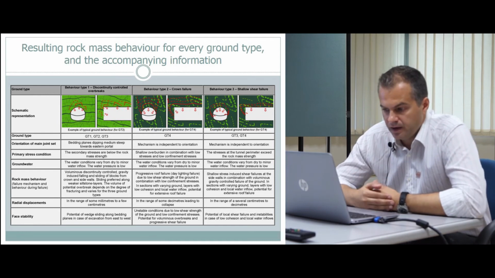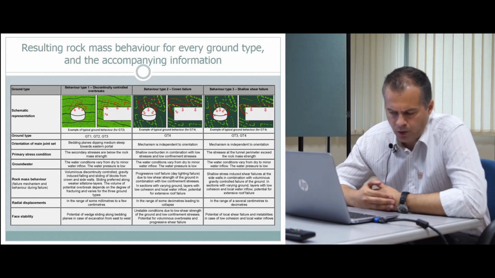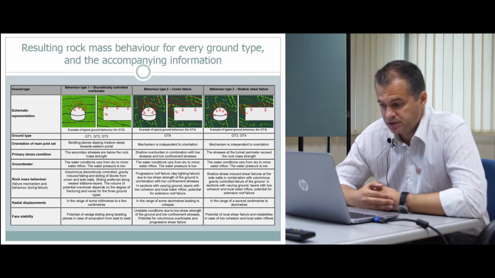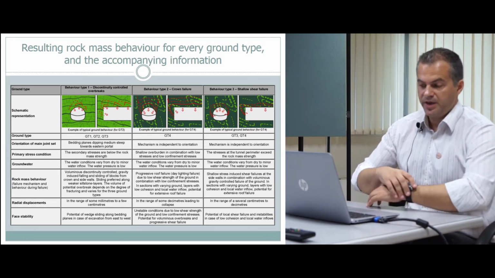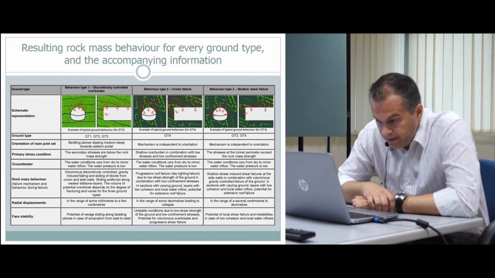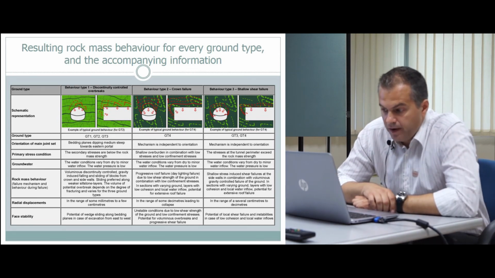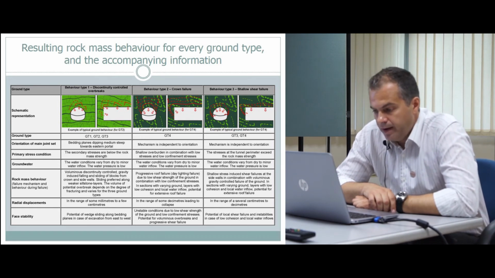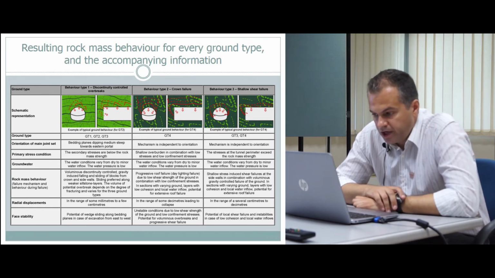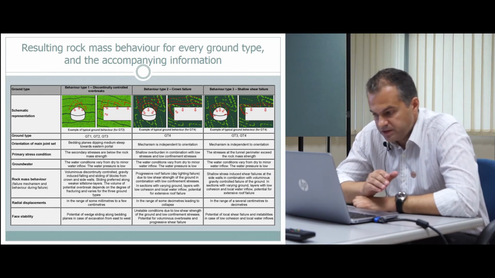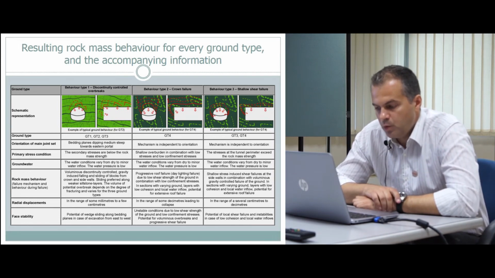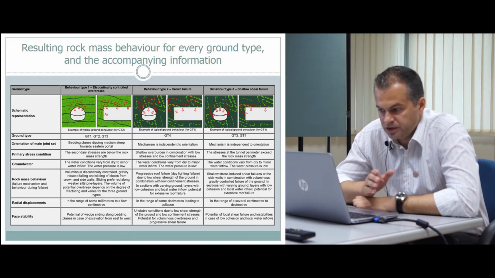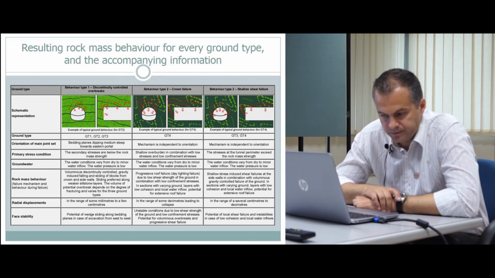And in behavior type 2, the small overburden in combination with low stresses and low confinement stresses will dictate the behavior. And in the last case, the stresses at the tunnel perimeter exceed the rock mass strength. So if we meet this ground type in the maximum overburden with this rock mass strength, shallow shear failures will develop.